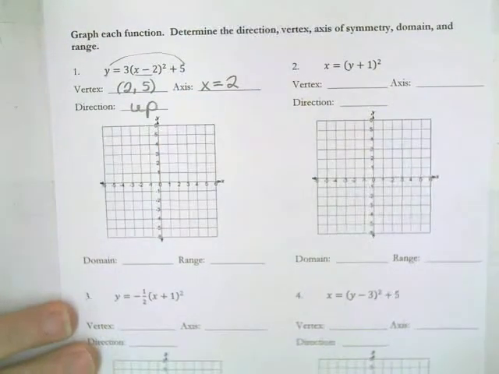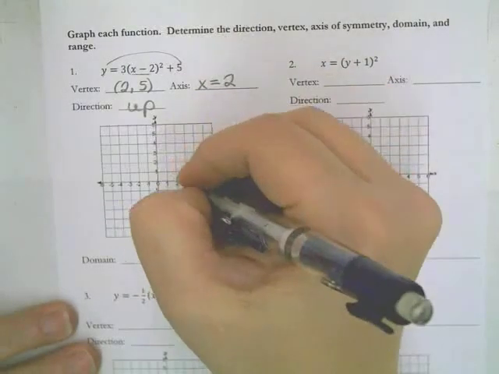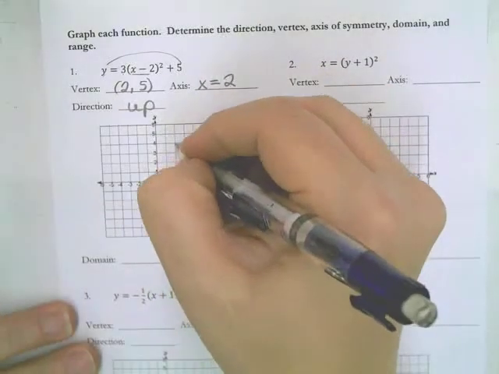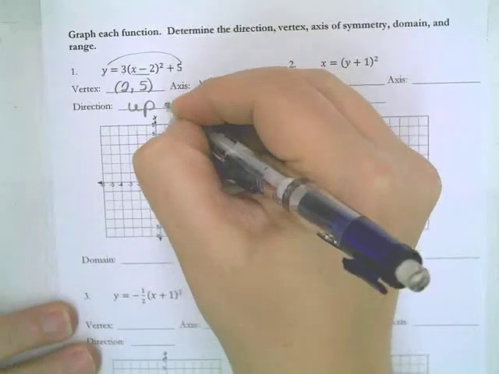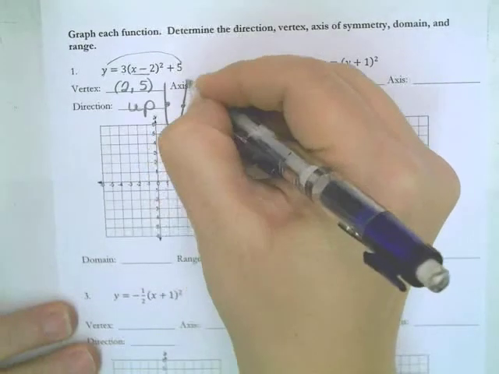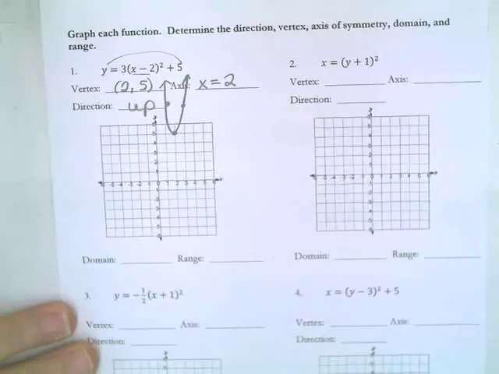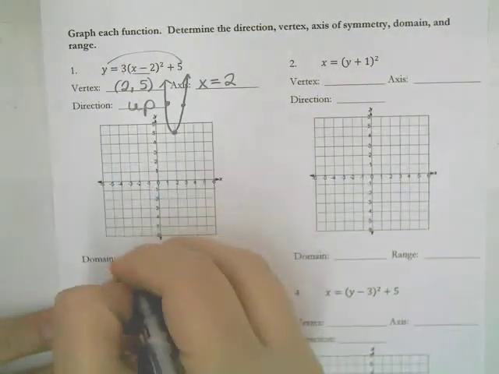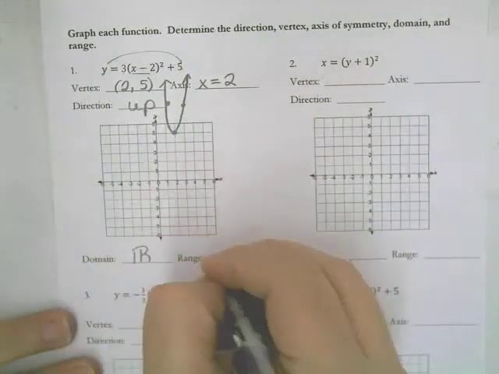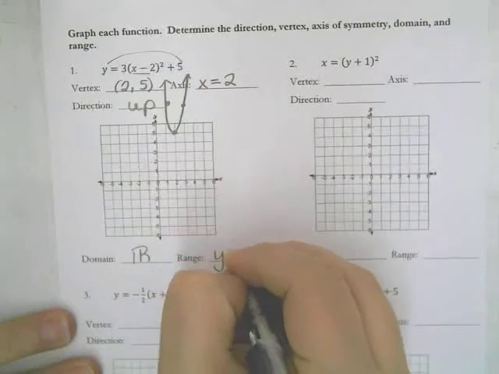Okay, so let's graph this. Go over 2, up 5. I'm going to kind of make it skinnier because it's a shrink of 3, and there's my graph. So for this one, your domain is all reals, but your range, it goes up and it goes above 5.